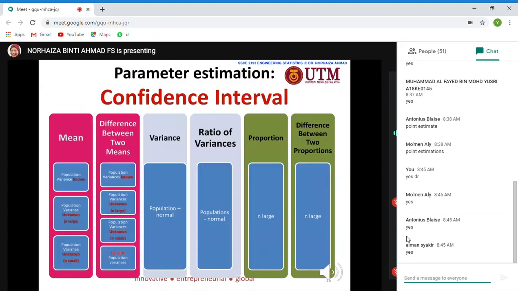So again, we're going to look at 3 types of measurements: the mean, the variance, and proportion. And in that, for each measurement, we're going to look at when you have one population, the difference between two populations, and similarly for other measurements as well.